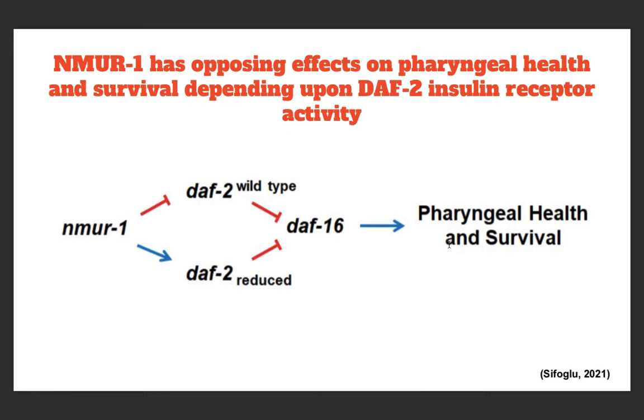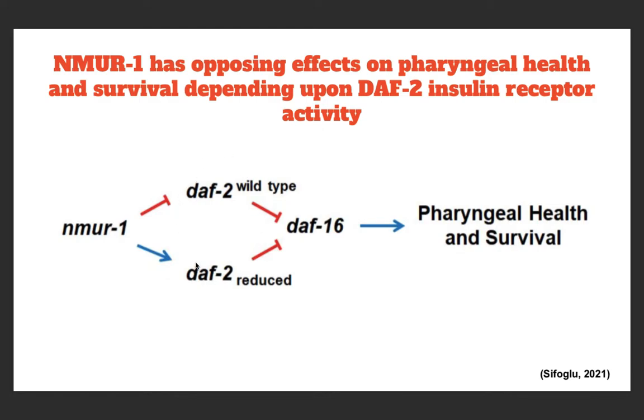Firstly, to provide a bit of background information, one of the current lab members, Dennis Sifoglu, has found that NMUR1, which again is a neuropeptide receptor, has opposing effects on the longevity of C. elegans, and these effects depend upon the activity of DAF2. DAF2 is an insulin receptor to which some of the ILPs, or insulin-like peptides, bind as ligands.